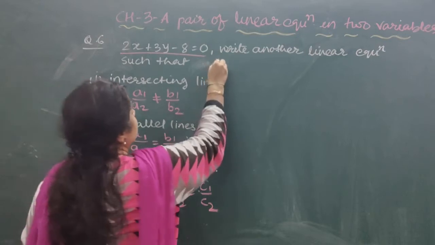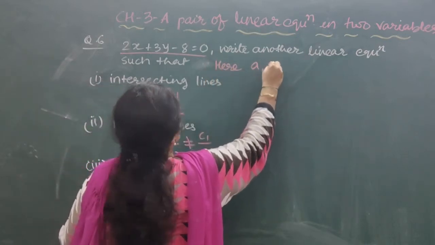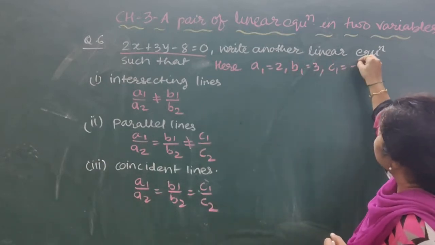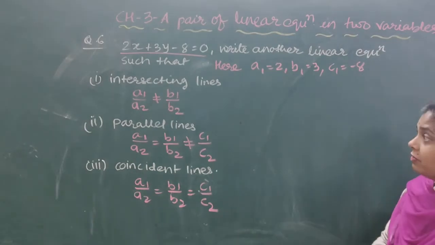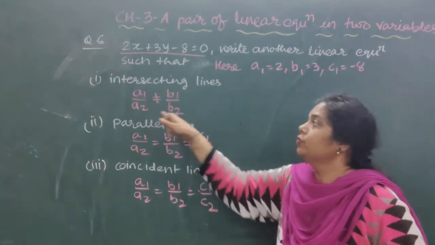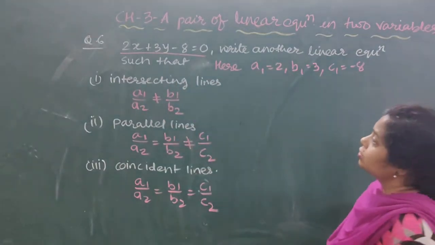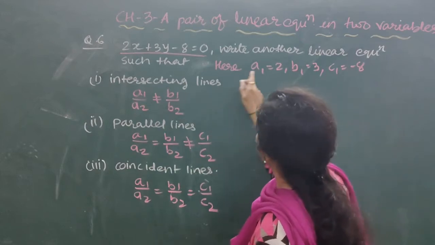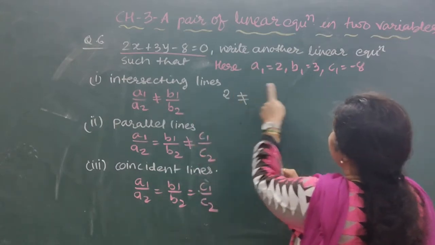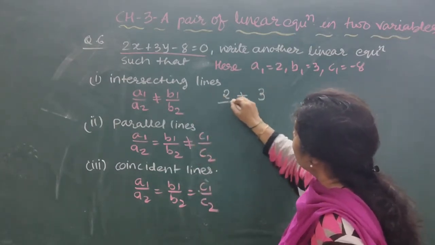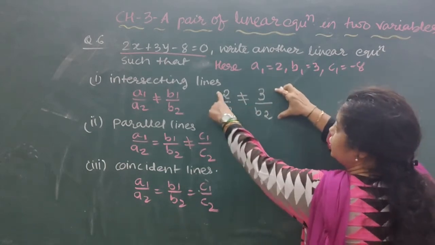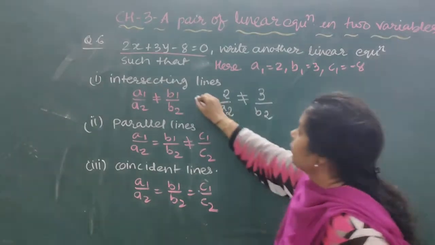Now we already have one equation. It means here we have A1 is equal to 2, B1 is equal to 3 and C1 is equal to minus 8. We have to find A2 and B2 such that we can fulfill the condition. So I am showing you, if I put here A1 is 2, it is given, is not equal to B1 which is 3, given. Now I have to take values A2 and B2 such that these two ratios are not equal.